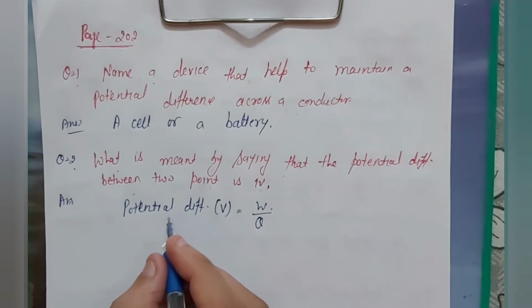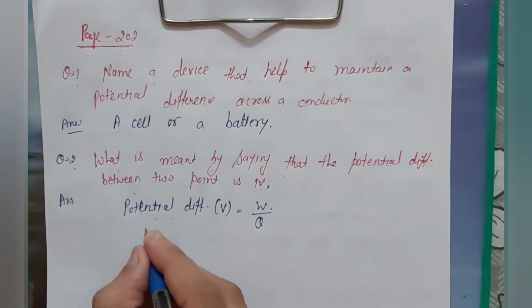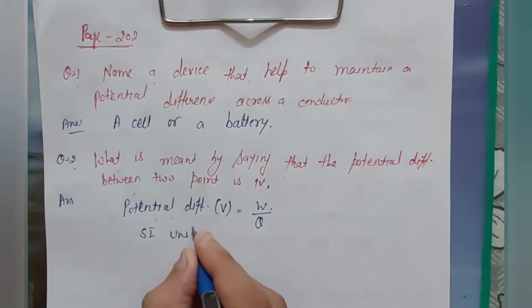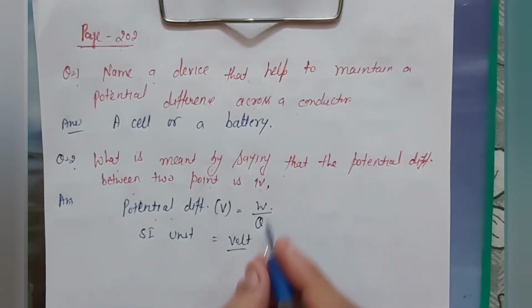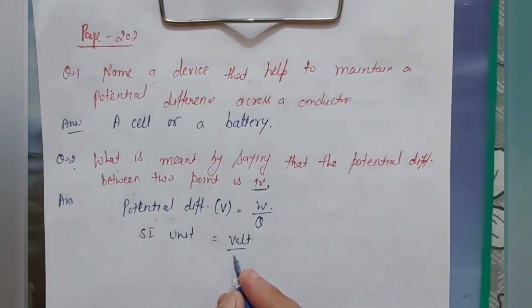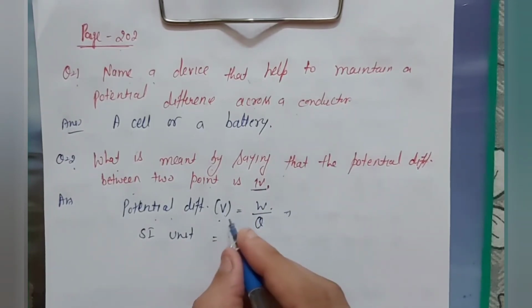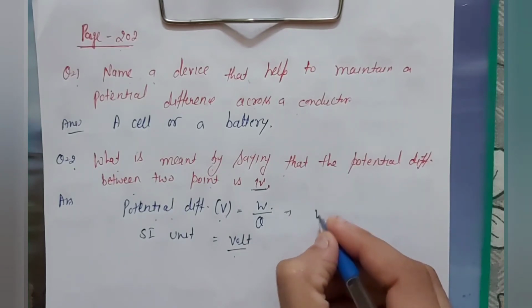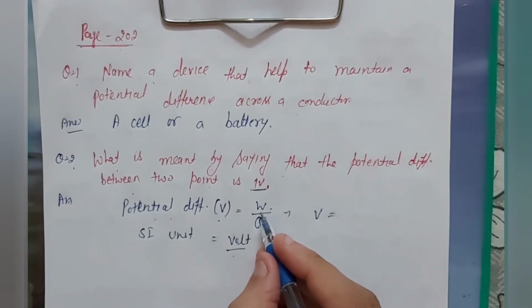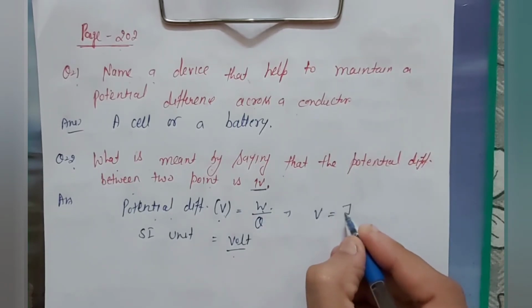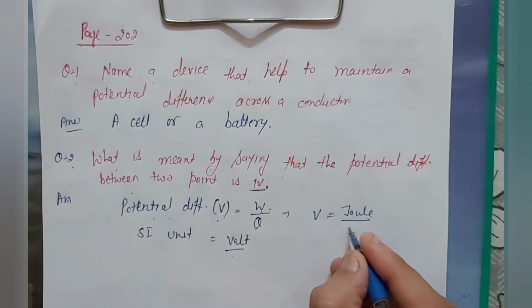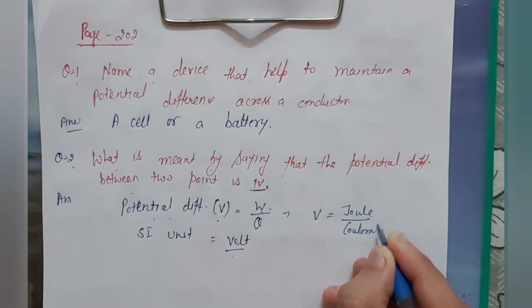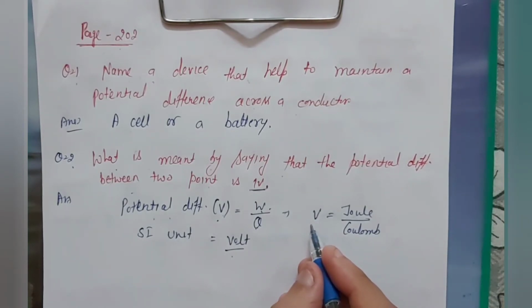Okay, so as we know, what is the SI unit of potential difference? The SI unit of potential difference is volt. So now we have to define what is 1 volt. So how can we define it? What is the SI unit of work? Work SI unit is joule, and charge SI unit is coulomb. So how can we define 1 volt?